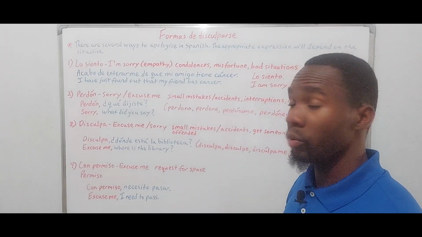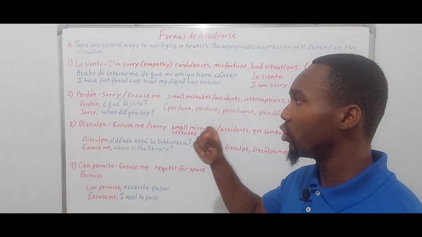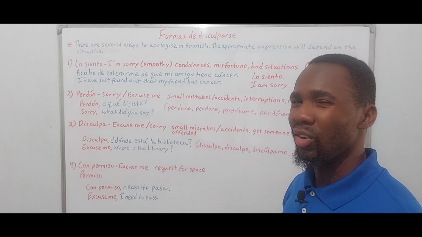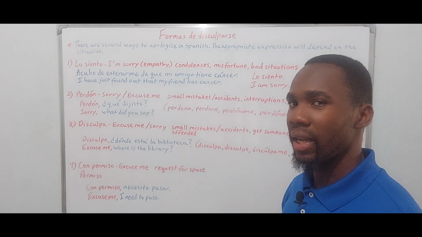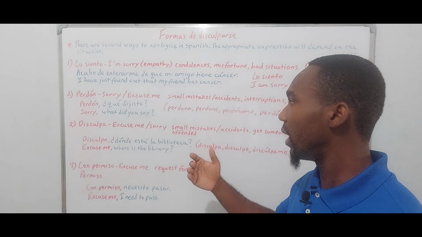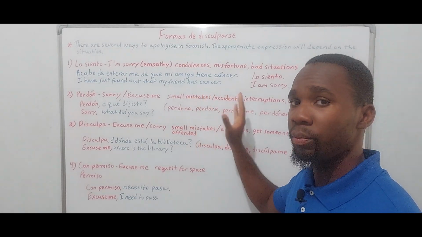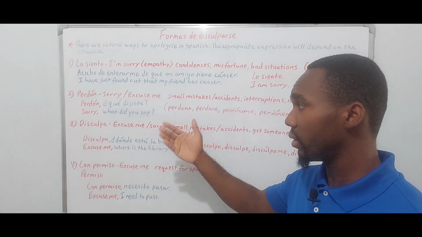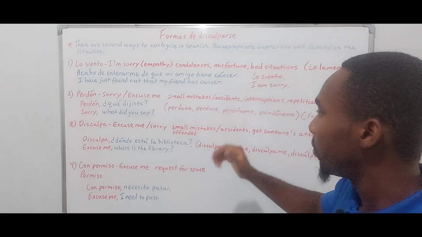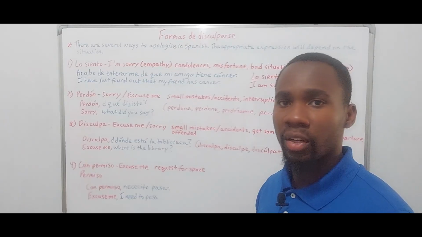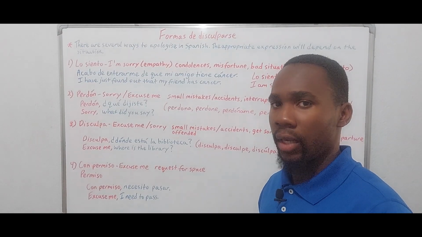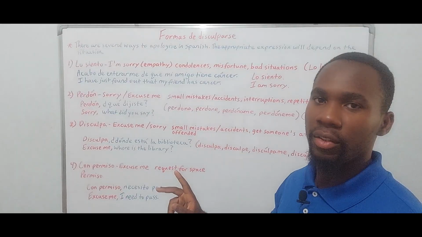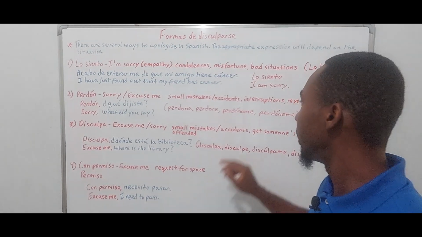Number 3, or número 3. Disculpa. Now, disculpa is very similar to perdón, yeah? The only difference is that we would use disculpa to get someone's attention, but all the other contexts that we use perdón in, we can use disculpa, okay? So it also translates as excuse me or sorry. Small mistakes or accidents. If I bump into someone, I would say disculpa, right? Well, yeah, disculpa is the tú form, but we'll get to that.